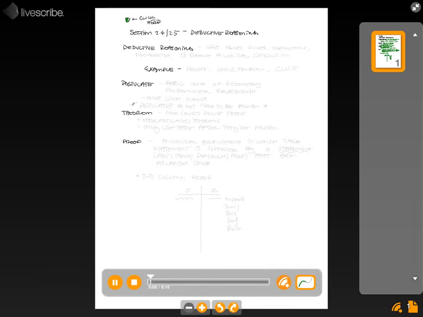Okay, this is section 2.4 and 2.5. This is on deductive reasoning. Now all this is going to be your definitions. You'll have another video to watch that'll be all of the postulates. So for this first one, we've just got 4 definitions.